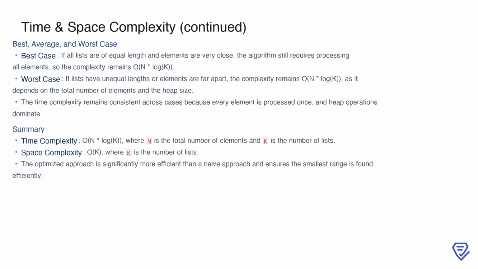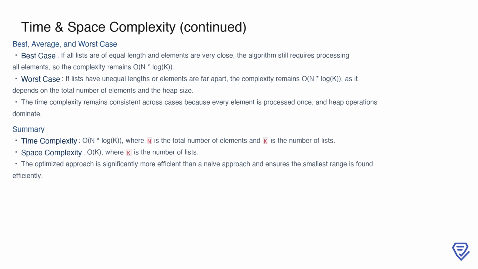When analyzing the best, average, and worst cases, the time complexity remains consistent at O(n * log k) across all scenarios. In the best case, where all lists have equal lengths and their elements are closely spaced, we still need to process every element and perform heap operations. Similarly, in the worst case, where the lists have unequal lengths or the elements are spread far apart, the complexity remains the same because it is determined by the total number of elements and the heap size, not the distribution of values.